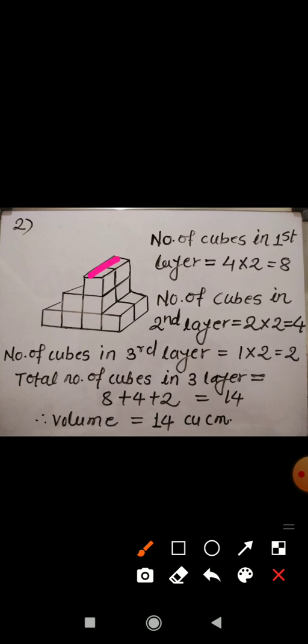And this is the upper surface, okay? Don't count it. Now total number of cubes become 8 plus 4 plus 2. How much it will be? 14. Hence the volume is 14 cubic centimeter.